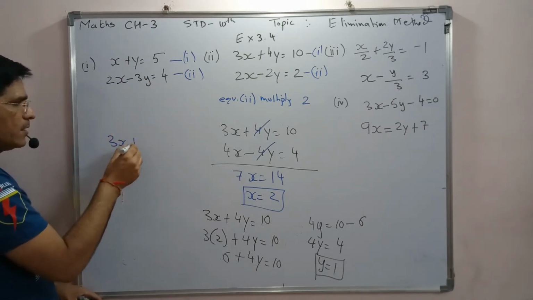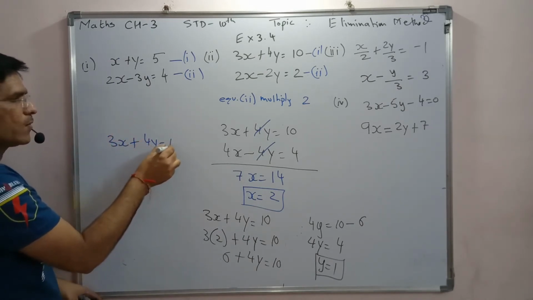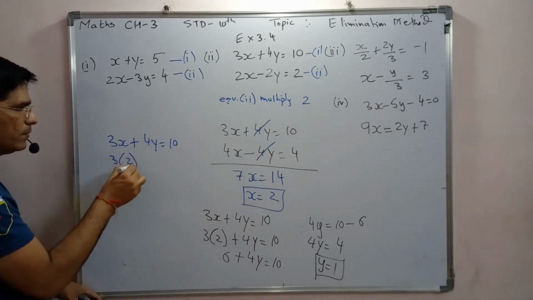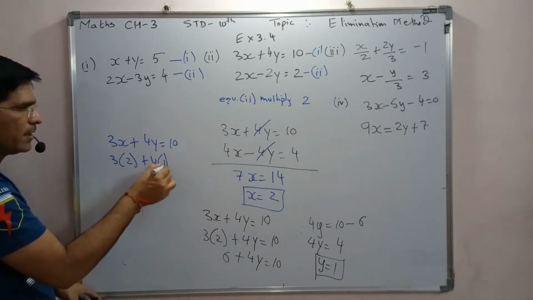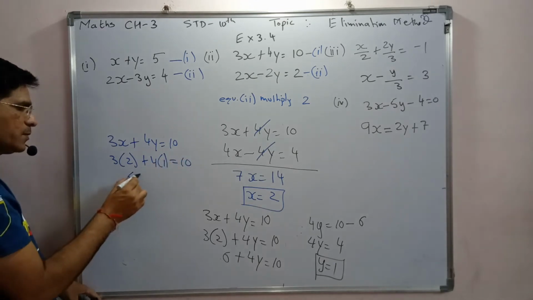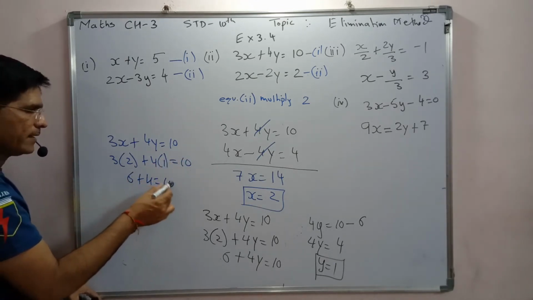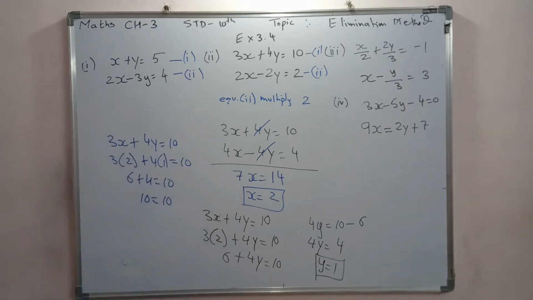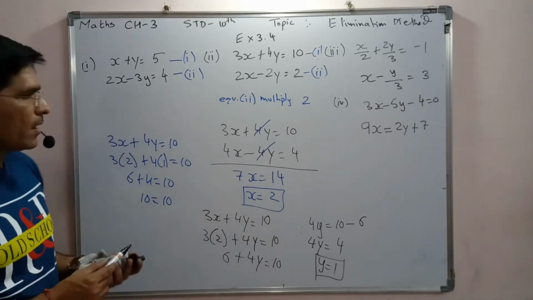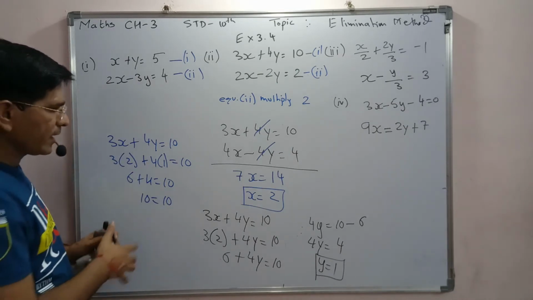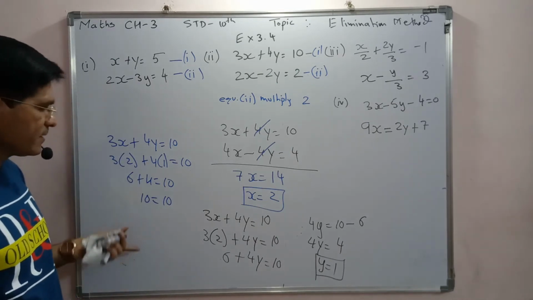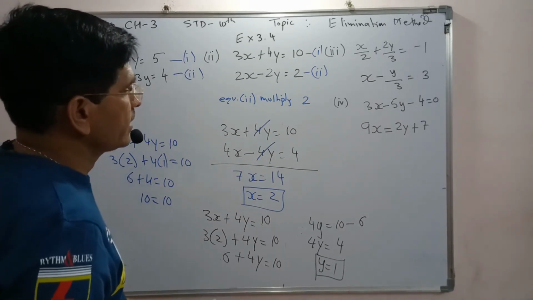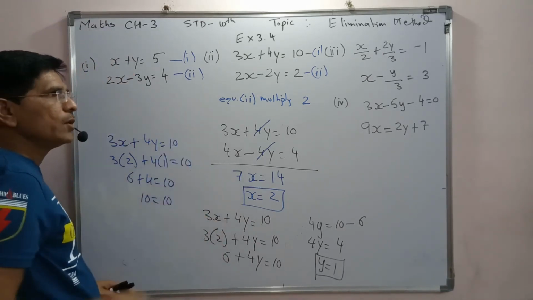So 3x plus 4y is equal to 10. Now if I put the value of x equal to 2 and y equal to 1, I get 6 plus 4, which is equal to 10. So 10 is equal to 10. So it is easy to see that the left hand side is equal to the right hand side. That way we can understand the second sum also.